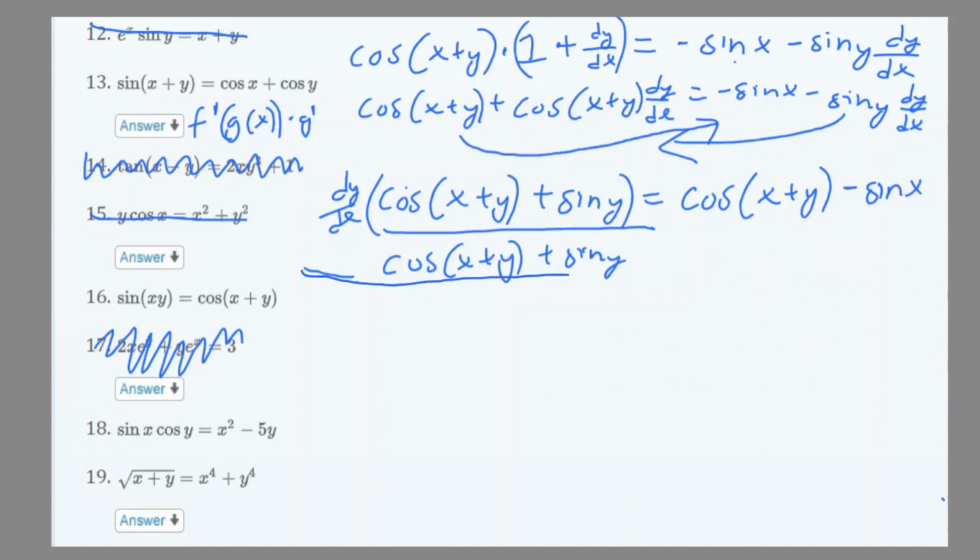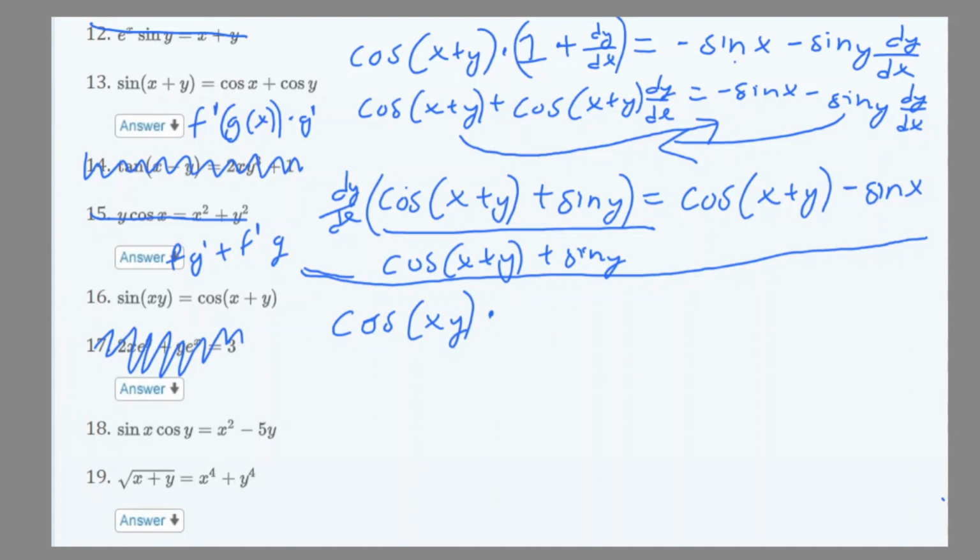Alright, so now let's try number 16. So number 16 is sine xy equals cosine x plus y. So this is going to be a case of chain rule again, except for the left side we're going to use chain and then the product rule. And the right side will just be chain and then the power rule. So for the left side, we have sine xy. The derivative of that is going to be cosine xy, and then that's going to be multiplied by the derivative of the inside function xy, which we're going to have to use the product rule, which is f g prime plus f prime times g.